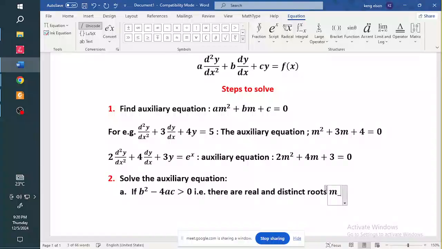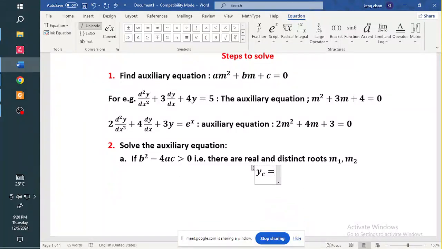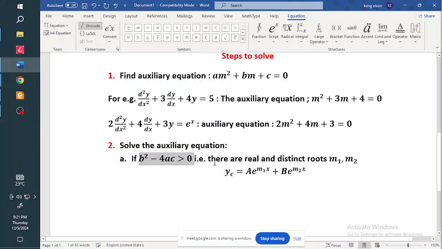we can call the roots maybe m1 and m2. Then we are going to have what we call a complementary function, and the complementary function is given by a e to the power m1 x plus b e to the power m2 x. It is a formula that you have to know. So whenever b squared minus 4ac is greater than 0, that is, you have real and distinct roots, after solving the auxiliary equation, this is going to be your complementary function.